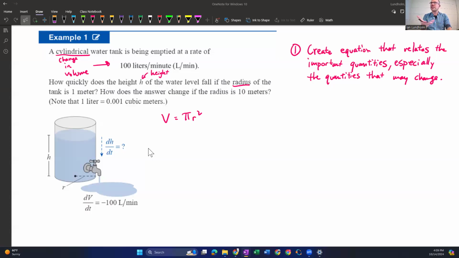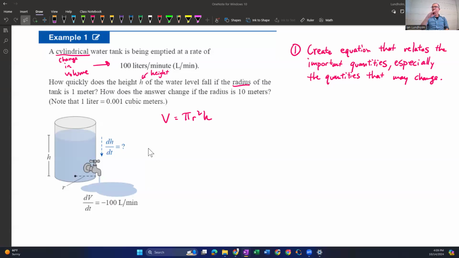the area of the base of the cylinder. And then to get the volume, we multiply times the height that's perpendicular to the base. So pi r squared times height gives us the formula for the volume of a cylinder. And that's a cool equation that relates the relevant quantities.